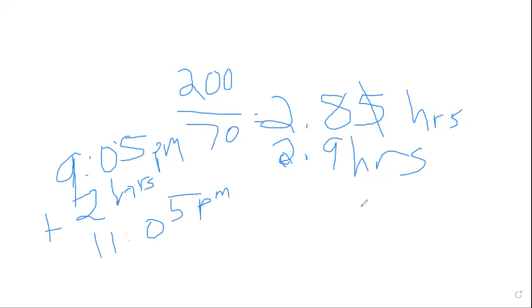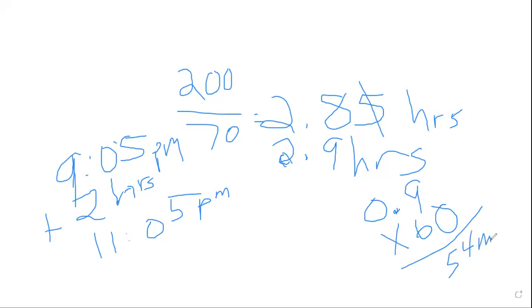All right, but we still have 0.9 hours. So how do we calculate that into minutes? Okay, so we're going to take the 0.9 and we're going to multiply that times 60. Okay, and that will tell us, because 0.9 is a fraction of that 60 minutes, how many minutes that 0.9 hours is equal to. Okay, so 0.9 times 60 gives us 54 minutes.